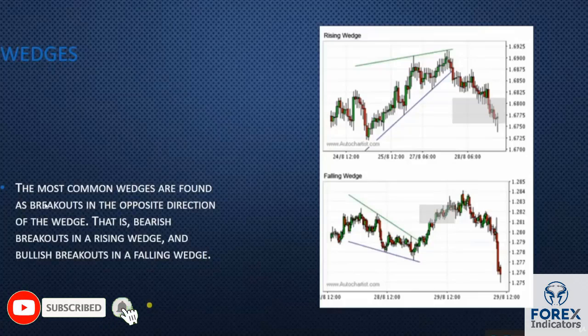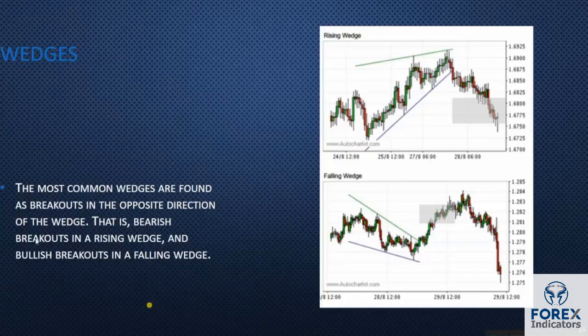The most common wedges are found as breakouts in the opposite direction of the wedge. That is, bearish breakouts in a rising wedge and bullish breakouts in a falling wedge. So here we have a falling wedge, so we're looking for a bullish breakout. Here we have a rising wedge, and we're looking for bearish.